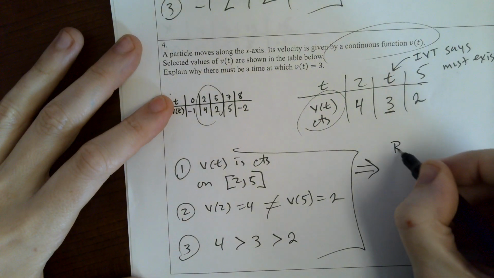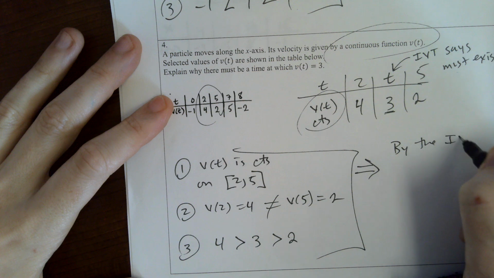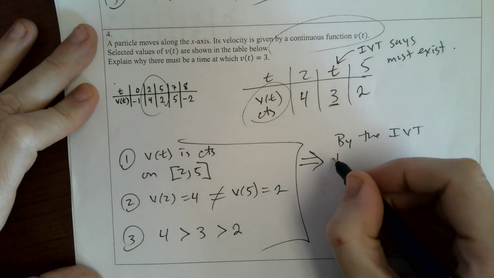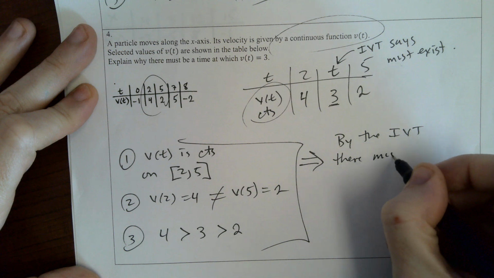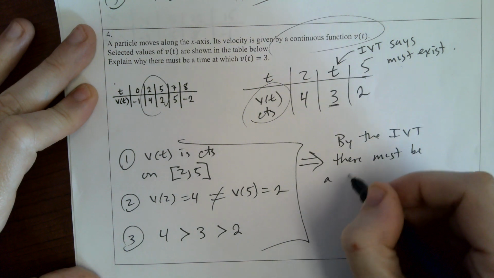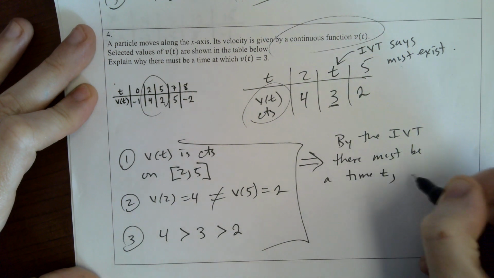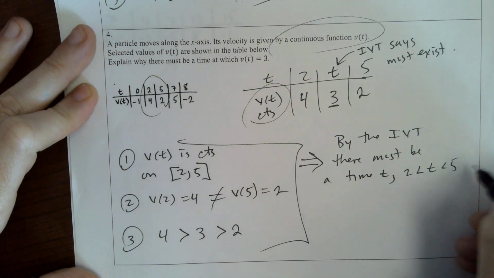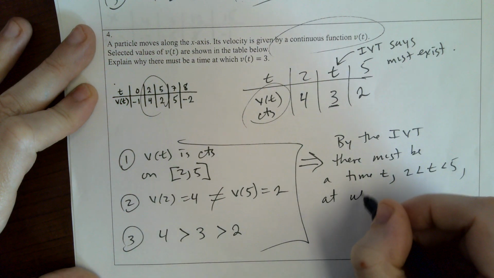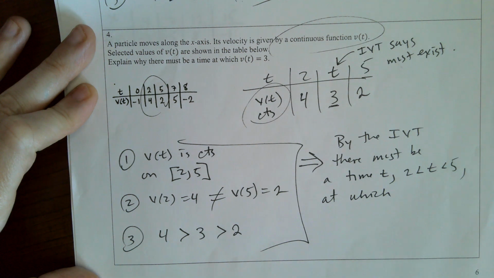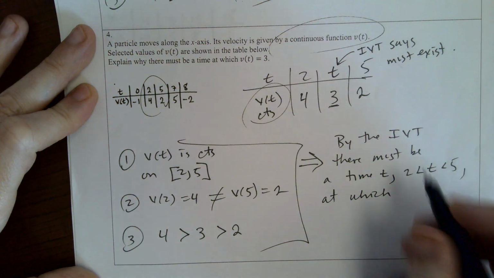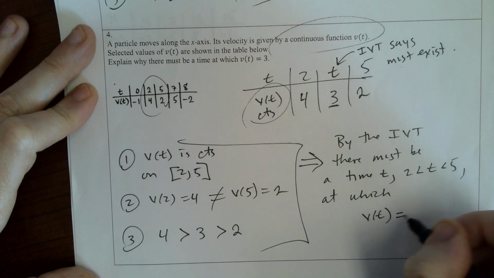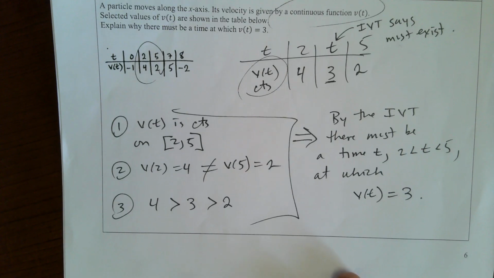Okay, then by the IVT, there must be a time t, 2 is less than t is less than 5, at which V of t equals 3.